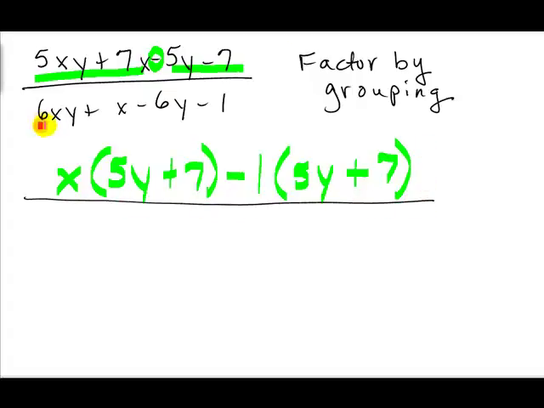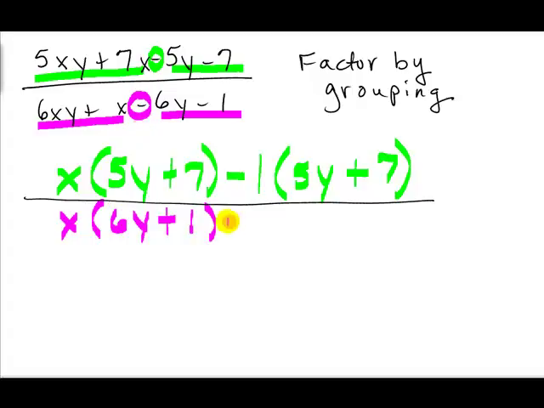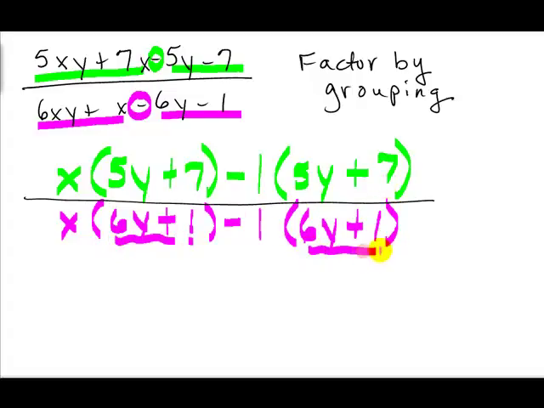Then we want to look at the denominator. Circle, circle, or sorry, underline, underline, circle. The first one has an x in common. Then we have 6y plus 1. Bring down the negative. And again, they appear to have nothing in common, but they have a negative 1. 6y plus 1. Make sure you remember this and this must match for this to work.